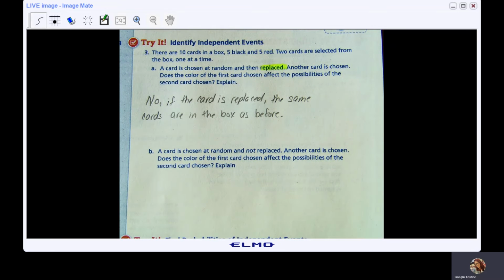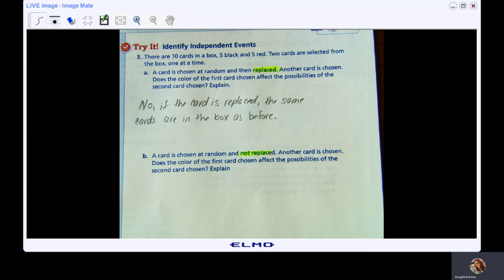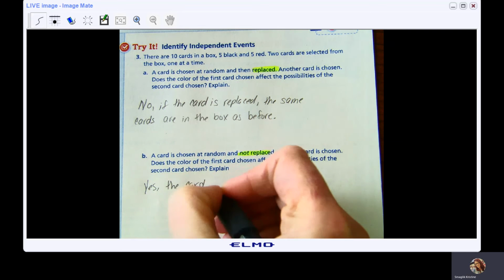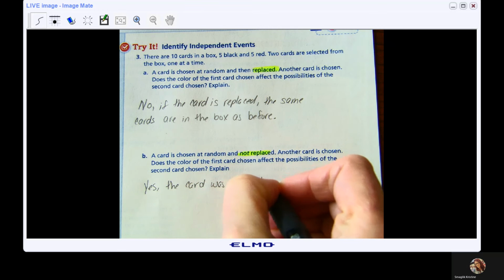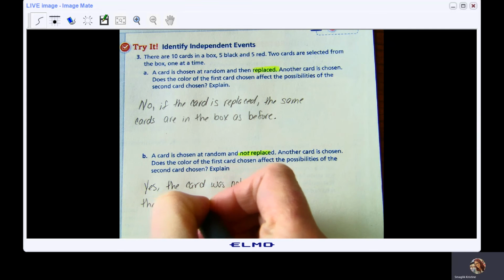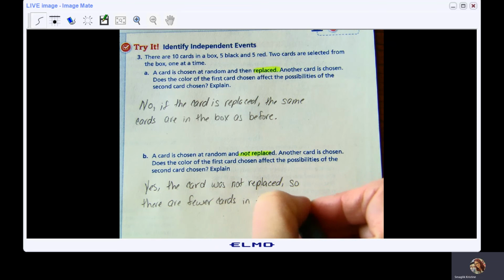A card is chosen at random and not replaced. Another card is chosen. Does the color of the first card chosen affect the possibilities of the second card chosen? Explain. And so again, look at here, not replaced. So I pulled that card out and I didn't put it back. Well, if I didn't put it back, I've got fewer cards in the box than I had in the beginning. So we'll say yes. The card was not replaced. So there are fewer cards in the box than before.